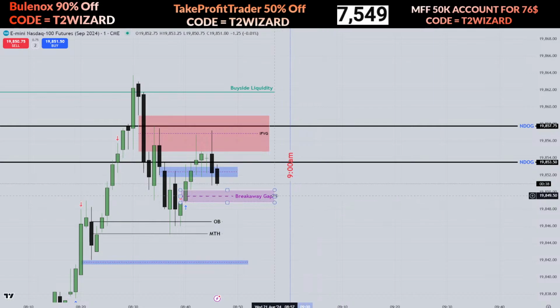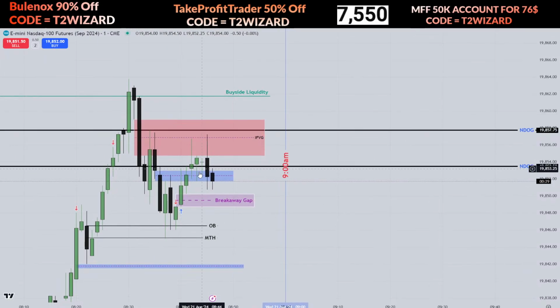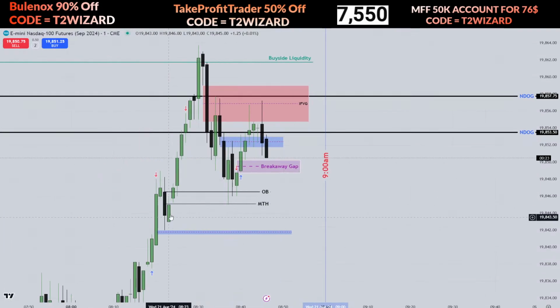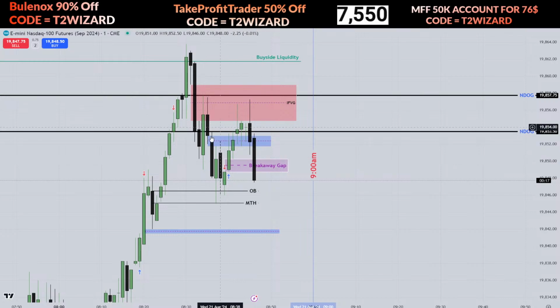I want to see if this will work as a breakaway gap. That means the market is not going to close this gap 100% if it wants to go higher. If I see that the market is not willing to go higher, then it should close this gap perfectly. When I get the confirmation that this order block has closed this breakaway gap, I'm not looking for buys anymore. I will keep looking for any kind of selling opportunity over there.